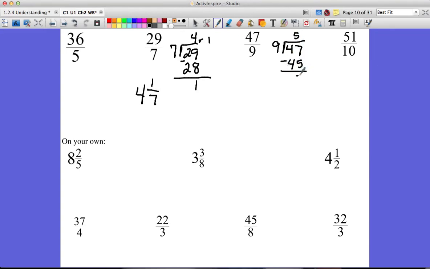Okay, in this case, 9. Or I'm sorry, 9 goes in 5 times, with a remainder of 2. 5 and 2/9. There we go. And then for the last one, 10 goes in there 5 times, minus 50. Since I have a remainder of 1, it is 5 and 1/10.